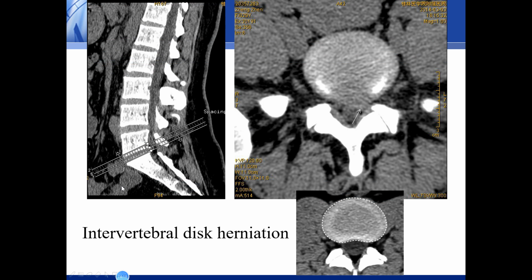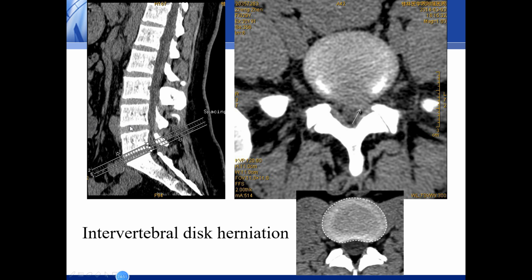And this is CT. Here it shows the intervertebral disc herniation, and here is the high density in the spinal canal, the nucleus protruding in it and compressing the nerve here. Here is the nerve, and here the nerve is compressed by the nucleus.